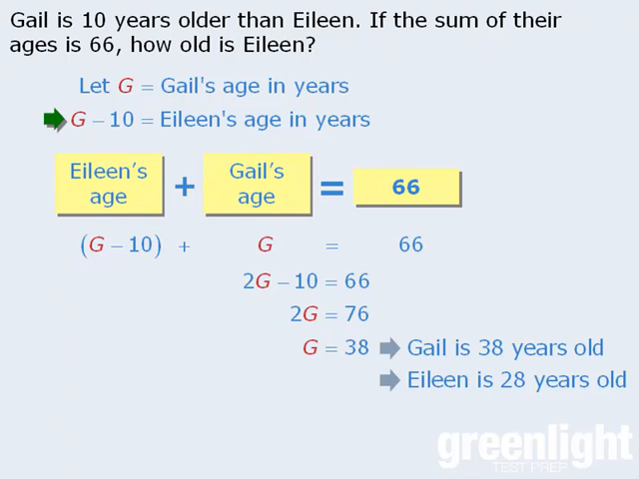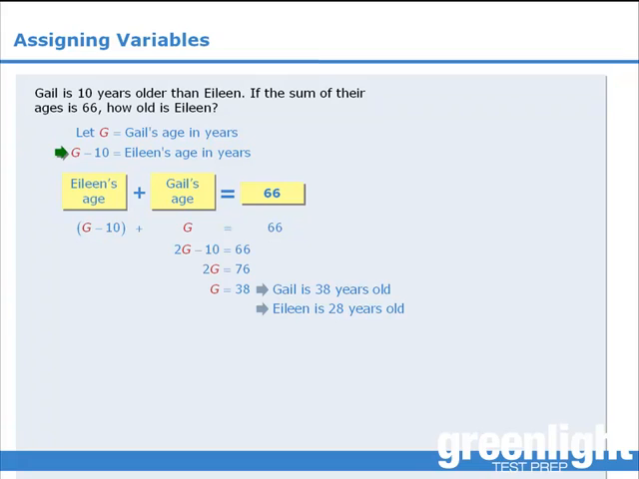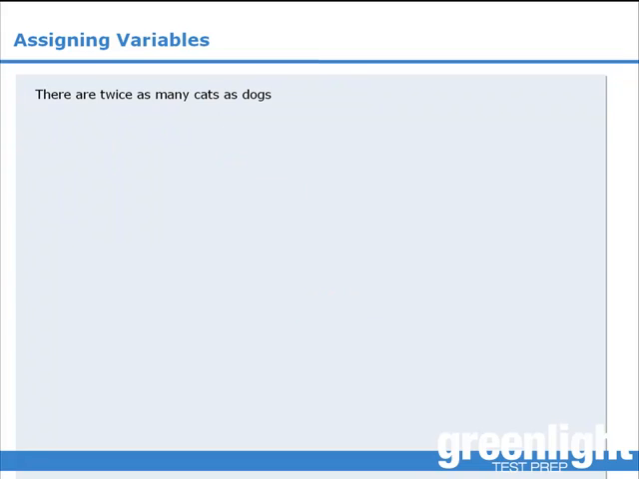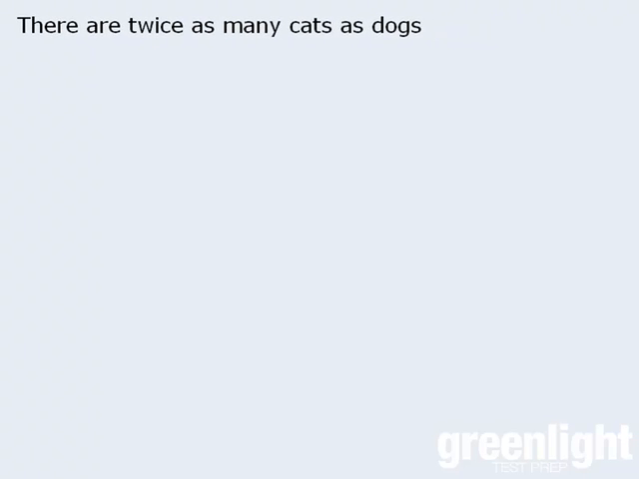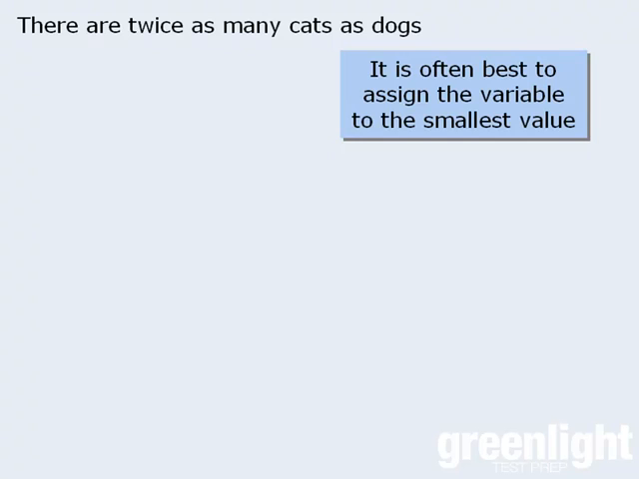Okay, so that's the general technique. Now let's practice expressing values as variables. For example, if we are told that there are twice as many cats as dogs, how can we assign variables to the number of cats and the number of dogs? Well, let's follow the guideline that suggests it's better to assign the variable to the smallest value.